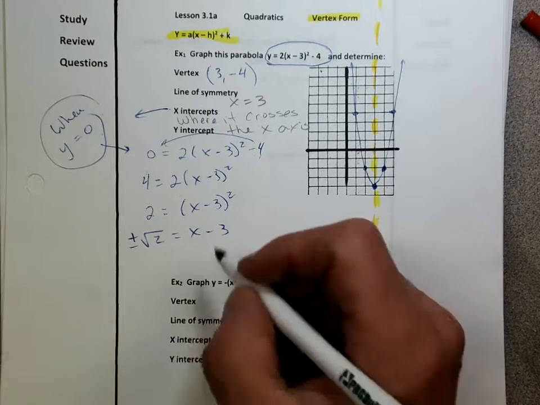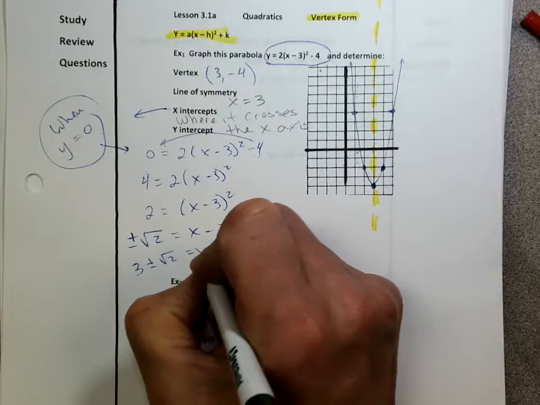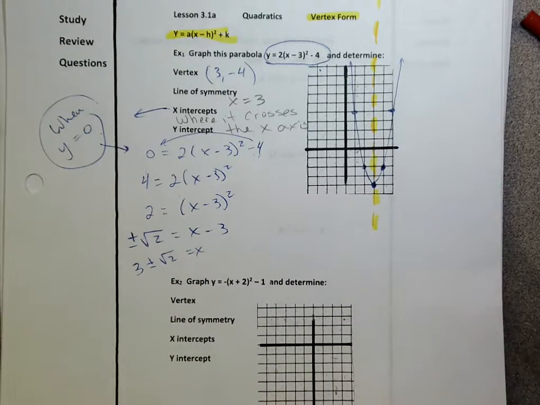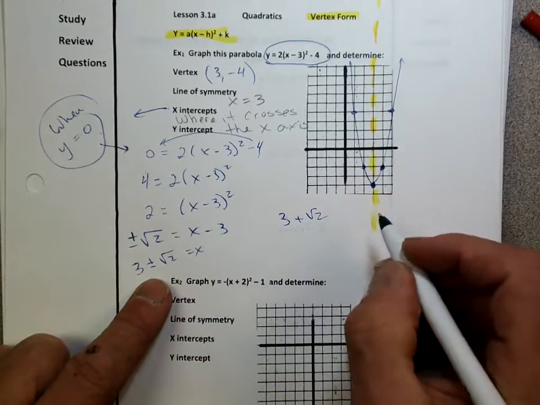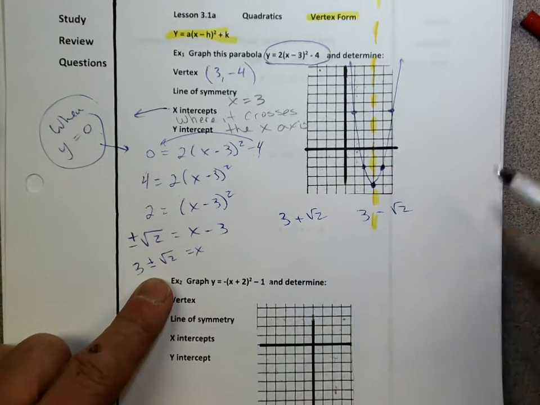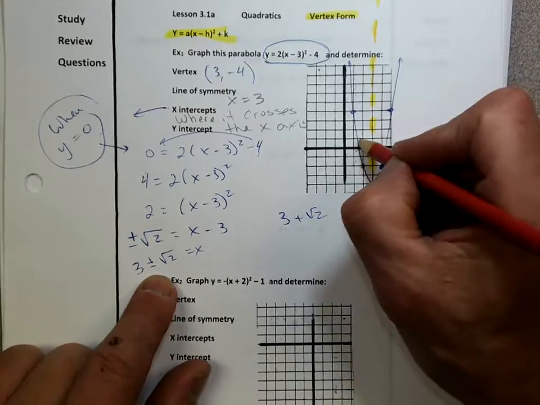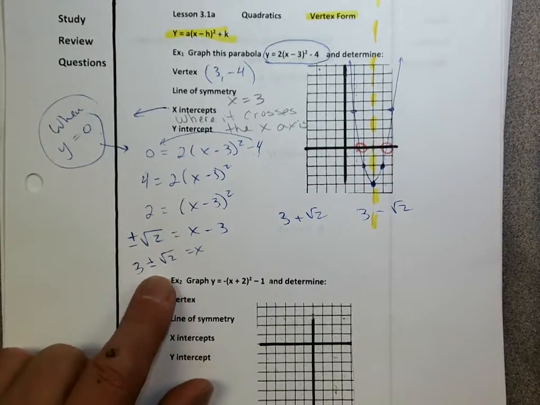And then if I add the 3, I have 3 plus or minus the square root of 2 equals x, right? So what does that mean as far as our graph? Well, let me get a calculator and show you, okay? One answer for my x-intercepts is going to simply be 3 plus the square root of 2. The other answer is going to be 3 minus the square root of 2, and those are going to be those two values right there.